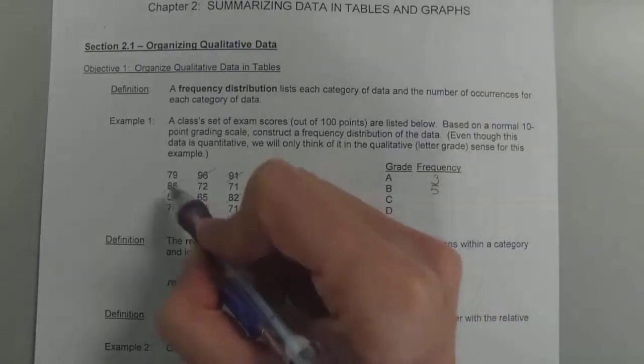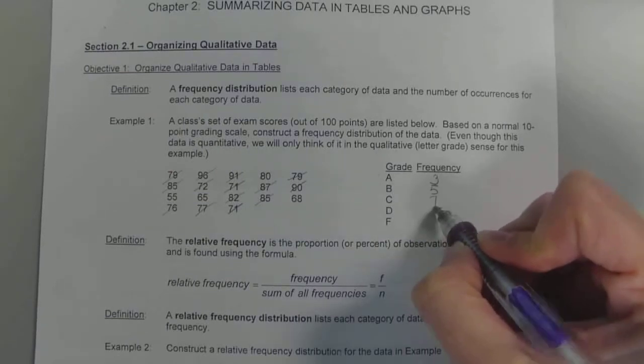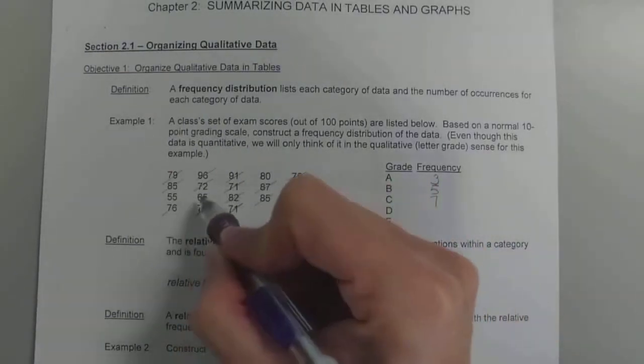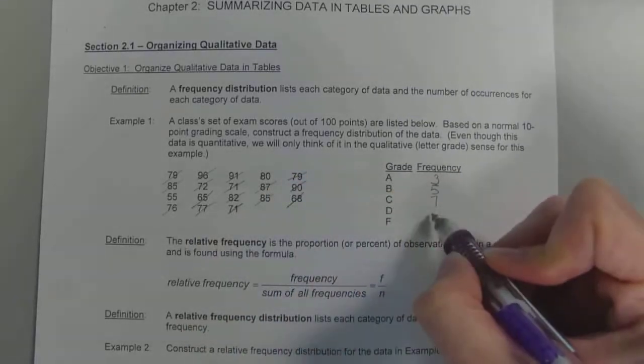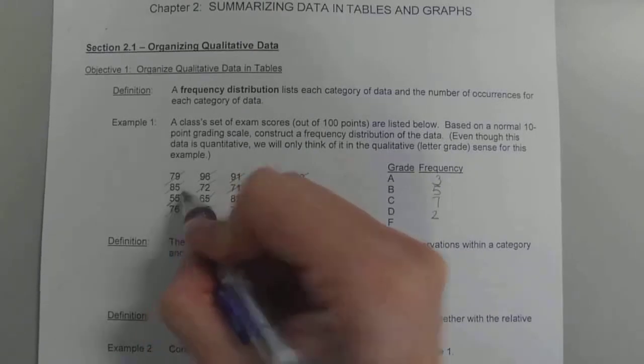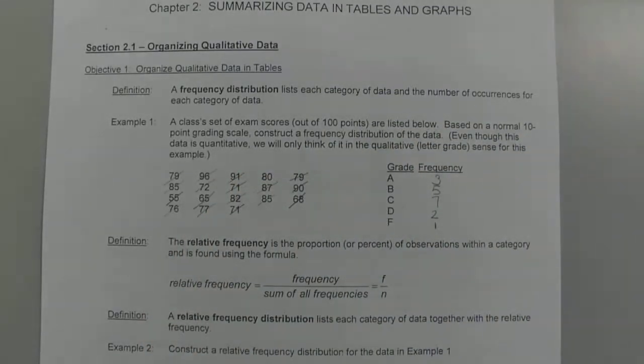C is anything in the 70s. 1, 2, 3, 4, 5, 6, 7. Does that look okay? D is going to be anything in the 60s. We're kind of using process of elimination. 1, 2. And then F, is there only one F, that 55? Is that okay, guys? So it's nothing that we haven't done before. They're just giving it a new title. It's called a frequency distribution.